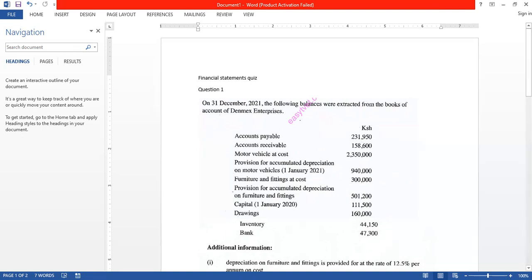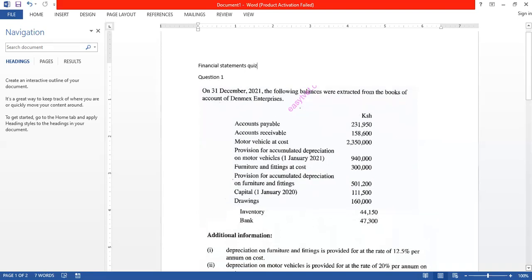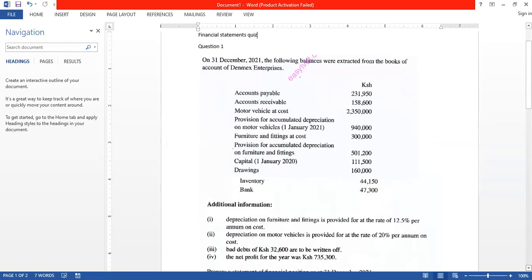And then now we are told at the foot here, we have the additional information. The additional information I told you, that is what we call the end year adjustments. One is about depreciation on furniture and fittings, which is provided at the rate of 12% per annum on cost. If you remember when we were doing the end year adjustment on depreciation, I told you anytime it is on cost, then you are calculating depreciation on straight line. Straight line is on cost. If it is on net book value, it is on the reducing balance.